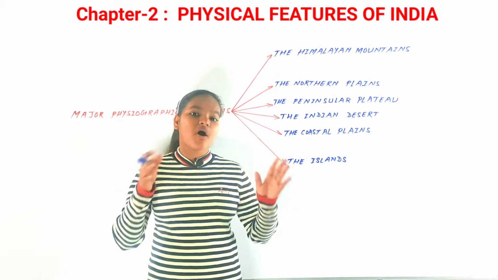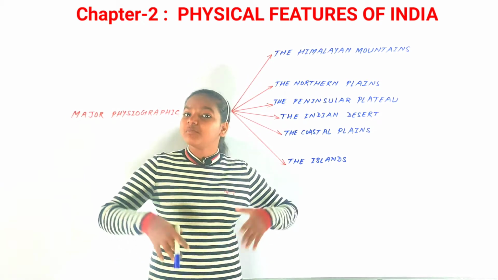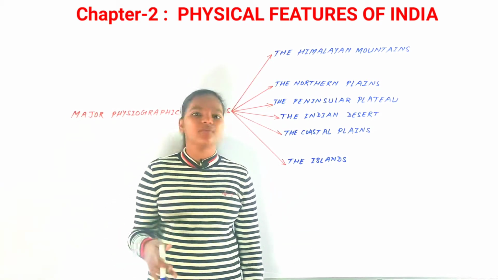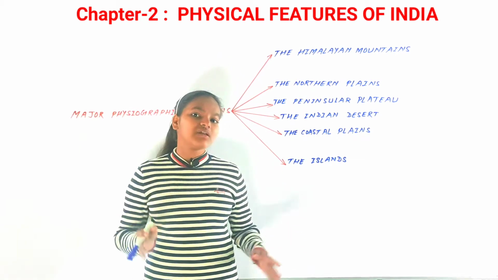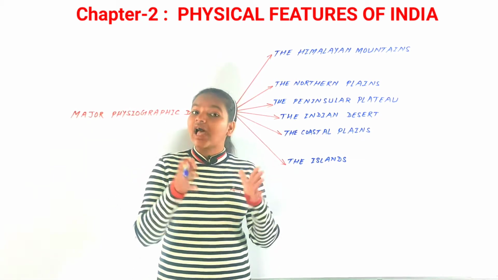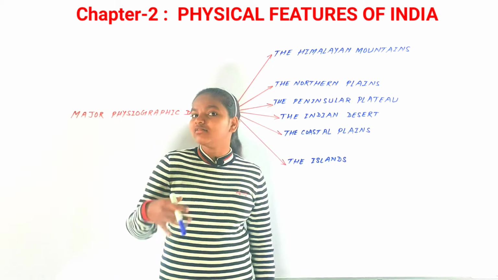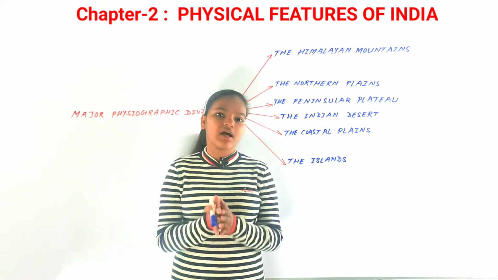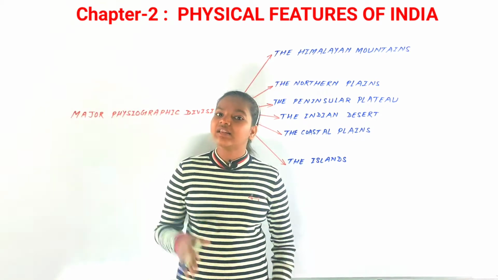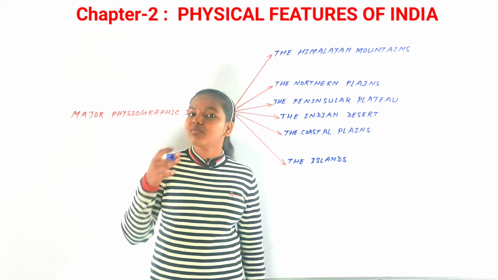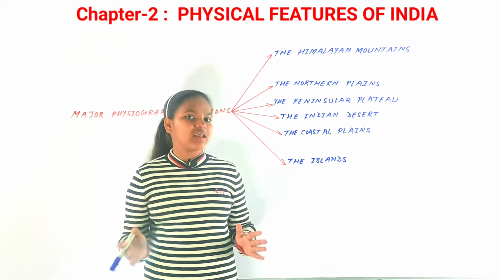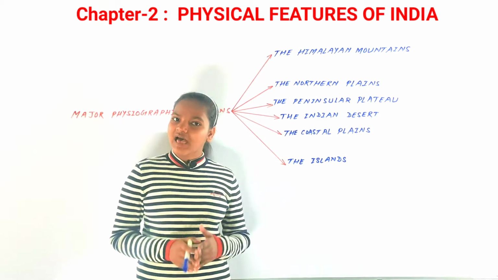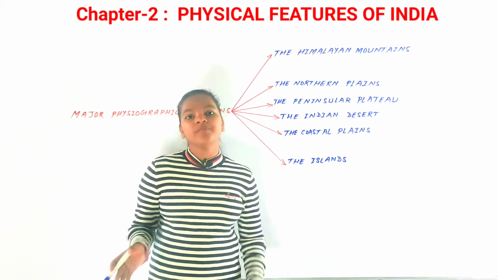After that there was so much deposition, there was a very big depression, and that depression got filled by the deposition. So much alluvial soil got collected in the northern part of our country, that is known as the northern plains of our country. So in the north there are the northern plains and the Himalayas that were formed, and in the south there is the Peninsula Plateau.